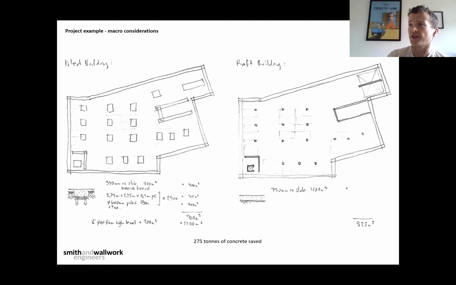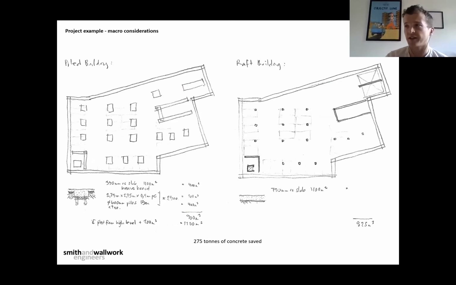When we did the quantities, came up with the answer on the right there. It's roughly 825 meters cubed of concrete compared to the 1,100. So it's about a 25% saving in pure material use. Not to mention you've got less logistics going on with, you're not trying to get piling rigs into site and all that stuff. So really good answer for the project. Saved a whole ton of concrete.